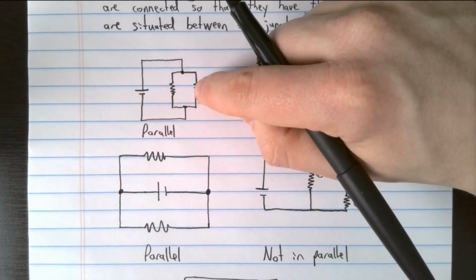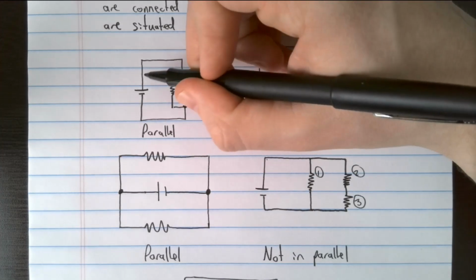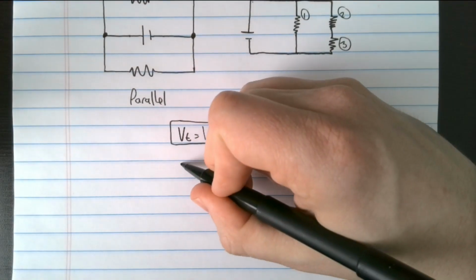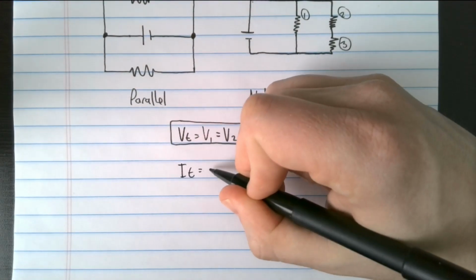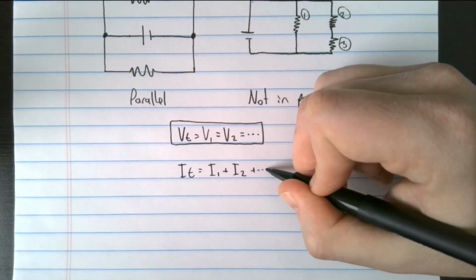There's 2 amps here, 3 amps here. That must mean that there's 3 amps going into this, and thus 3 amps coming out of there. Long story short, total current is equal to all of the individual currents added up.